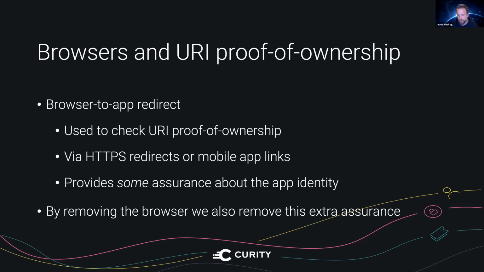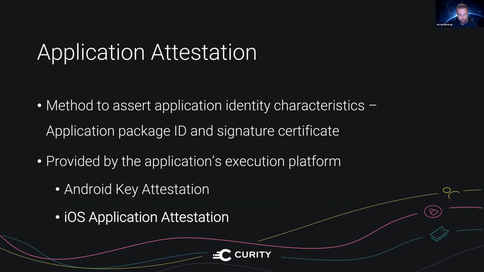So if we remove the browser, there's some assurance here that gets lost. We don't know necessarily anymore who we're talking to on the other side. And that's where application attestation comes into the picture. Application attestation, specifically in this case, mobile application attestation, is the mechanism of figuring out or attesting that the app we think is talking to the authentication API right now is the app we placed in the App Store.